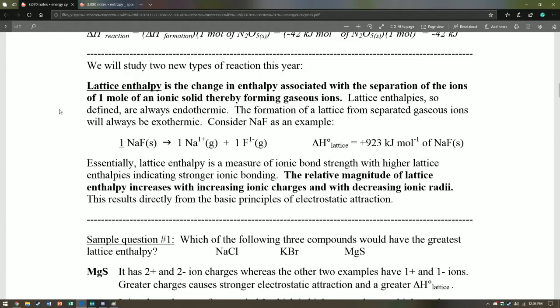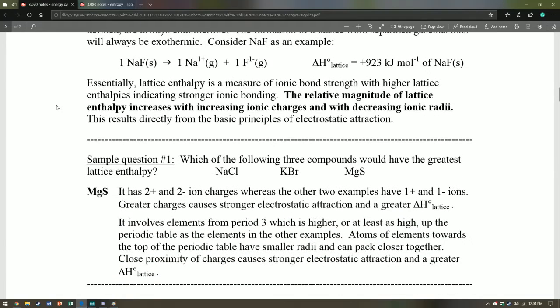Some trends that you should know for lattice enthalpy are the same things as we talked about in topic 3. A smaller atomic radius means higher electrostatic force, and higher charge means higher electrostatic force, assuming the radius is held constant or somewhat constant. Going across a period means a stronger lattice enthalpy, whereas going up a group means a stronger lattice enthalpy. So there's that.